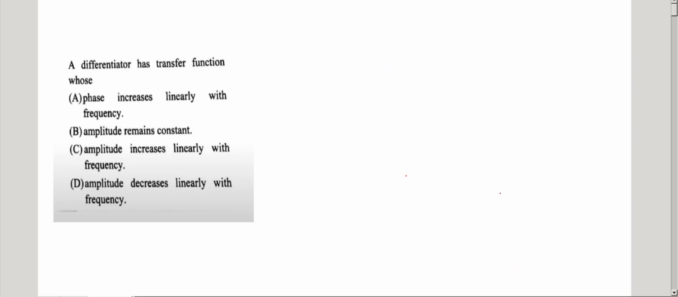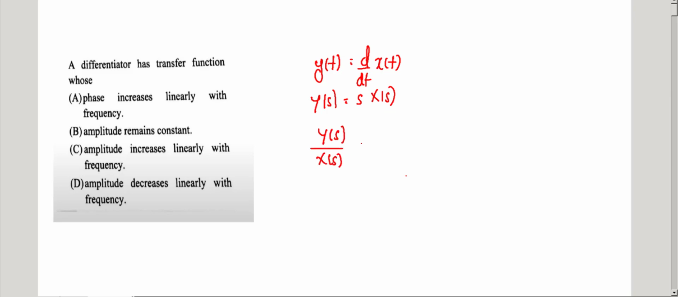A differentiator has a transfer function whose phase... Differentiator: y of t equals d by dt of x of t. This is a differential function. Apply Laplace transform: Y of s equals s into X of s. Okay, so what is the transfer function? Y of s by X of s equals s. This is the differentiator transfer function.